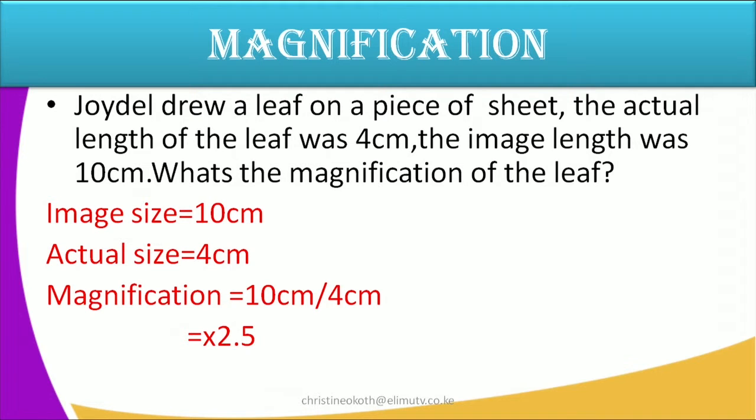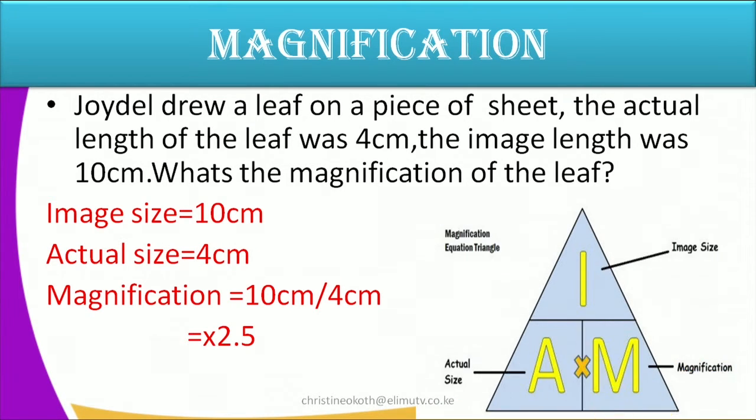Then what this person was drawing on the piece of paper, the biological drawing, is what we call the image, because it's a reflection of the actual specimen. So you have the image size as 10 centimeters, then you have the actual size as 4 centimeters. How do you calculate the magnification? It will be the image size divided by the actual size, from our triangle there. So magnification will be 10 centimeters divided by 4 centimeters.